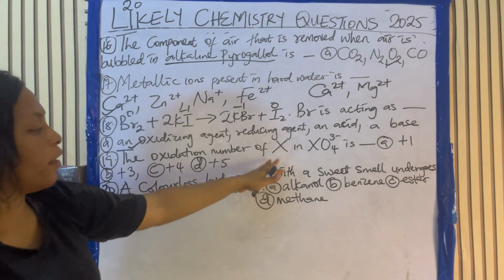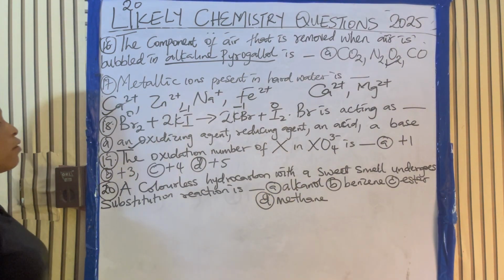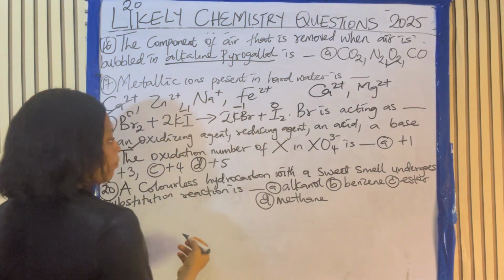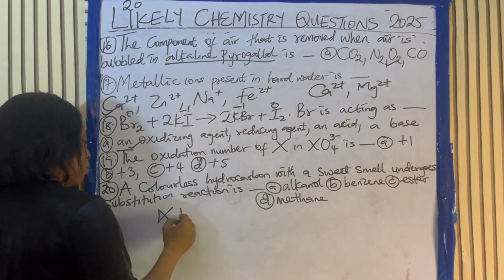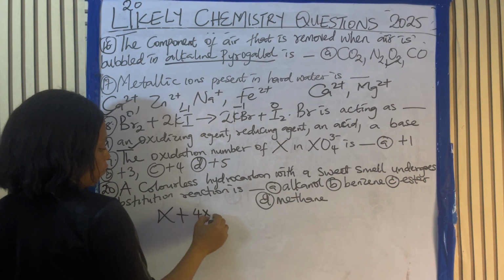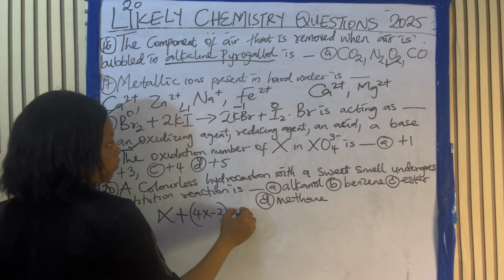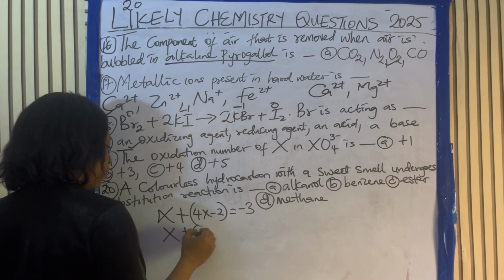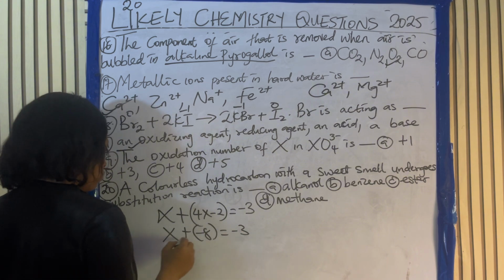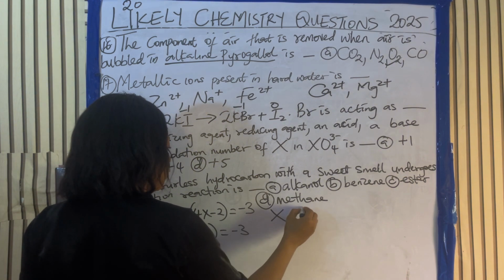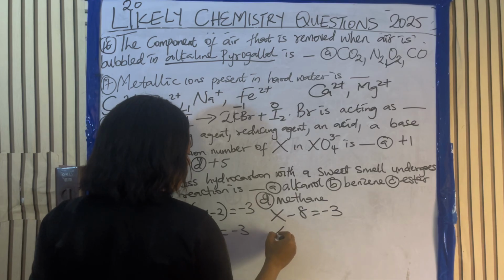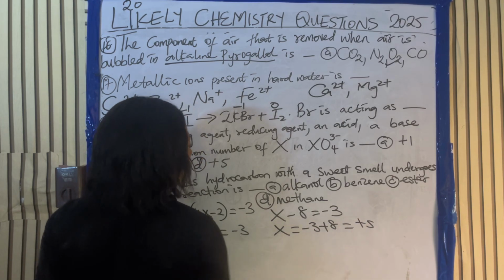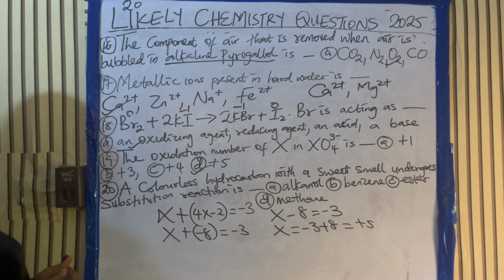The oxidation number of X in this is what? So let's solve. The charge is equivalent to minus 3. So X plus 4 times the oxidation number of oxygen is equal to minus 3. So this will be X minus 8 is equal to minus 3. X is equal to minus 3 plus 8, and that will give us plus 5. So the answer to the question is plus 5.